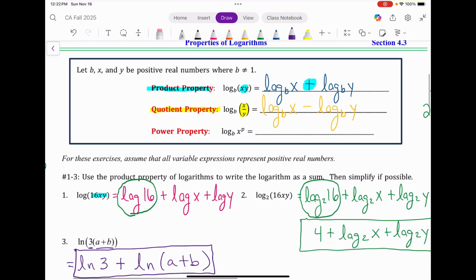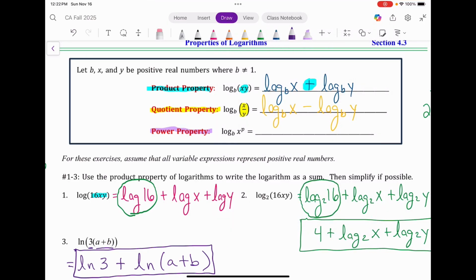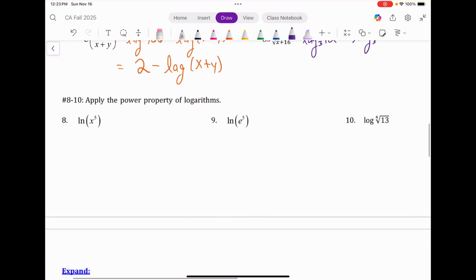Okay, the power property says that if you have a power on the argument, such as x to the p right here inside the log, you can move that power to be a coefficient of the log. So p times log base b of x is the same thing. Okay, so let's apply this property here on 8.